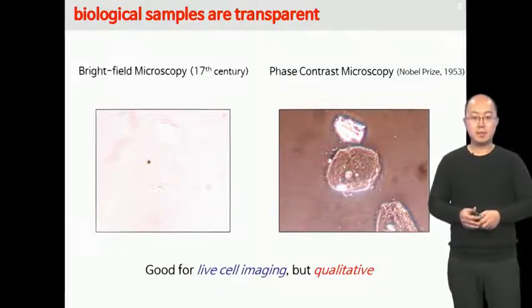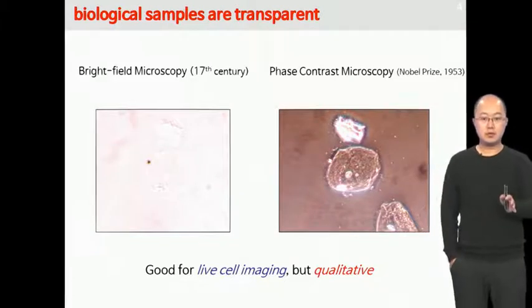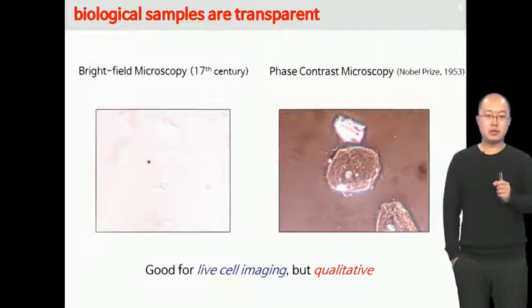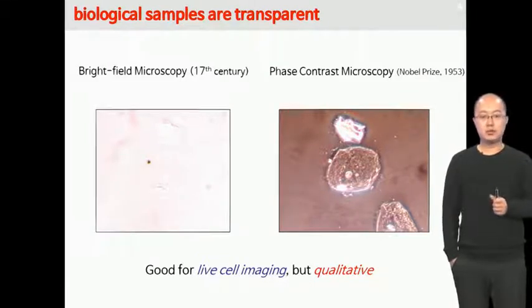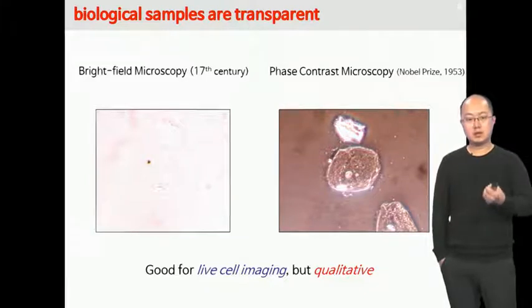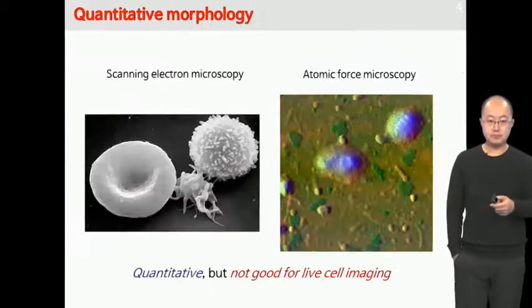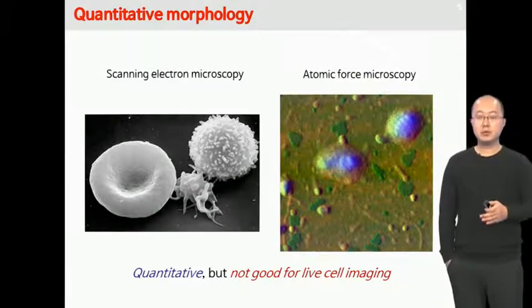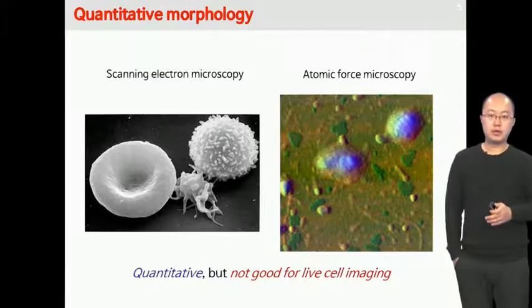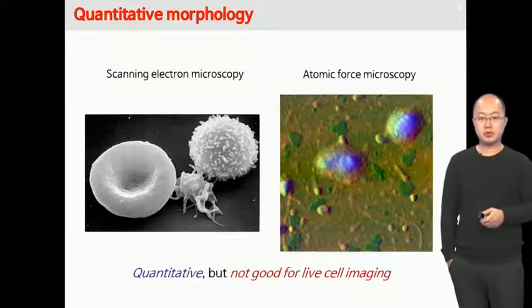What I mean by that is, on the right-hand side, even though you can nicely see the outlines of the cell as well as subcellular organelles, this does not provide quantitative information about the thickness and height, volumes and surface areas and so on, or even the mass. So people have tried to develop quantitative imaging systems for the study of biological cells.